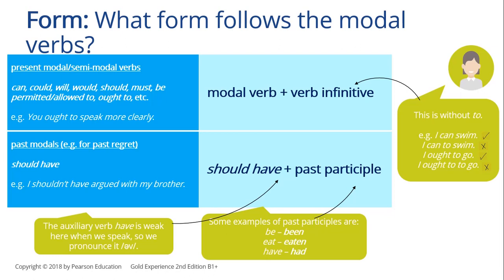The auxiliary verb in past modal, have, is weak here. When we speak, we don't pronounce it much. We don't pronounce the h at the beginning. We say should have, okay?